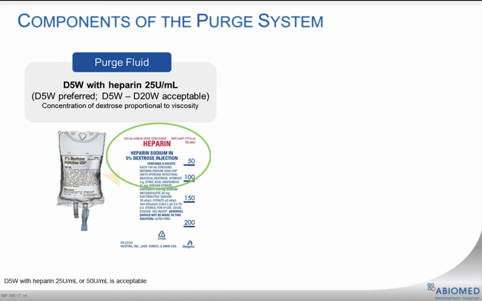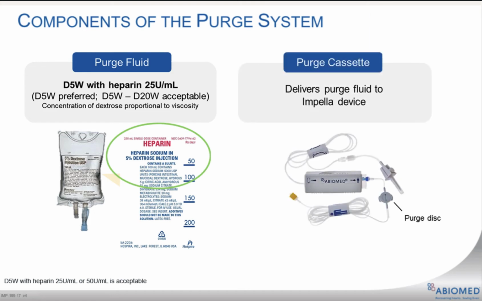The dextrose concentration, or viscosity of the fluid, is a factor in determining what flow is needed to maintain a safe pressure barrier and prevent blood from entering the motor. It is recommended that heparin is added to the PURGE fluid. In the event that blood migrates into the motor gap, the heparin will help maintain the patency of the PURGE pathway. The second component is the PURGE cassette, which is an integrated infusion pump which delivers the PURGE fluid to the Impella catheter and motor.